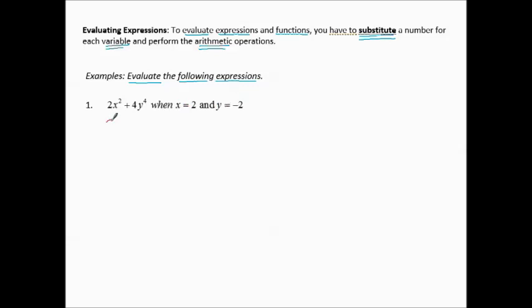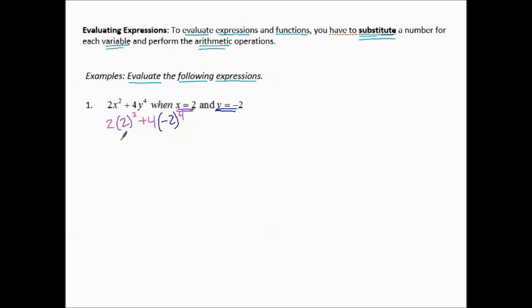So that's going to look something like this. 2, if x is 2, I'm going to put 2 in for x, squared plus 4. If y is negative 2, I'm going to put negative 2 in for y, and that is to the fourth power. Notice everything in the pink color is from my original expression. What I put in the other colors is what I substituted into the expression. So now I'm going to evaluate.